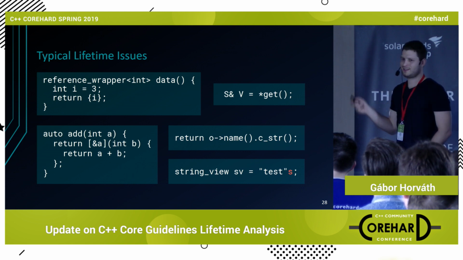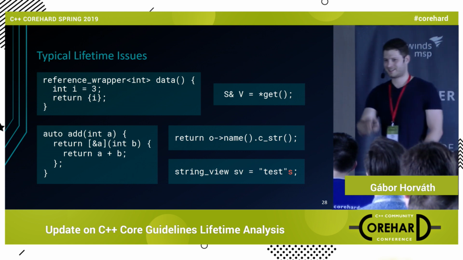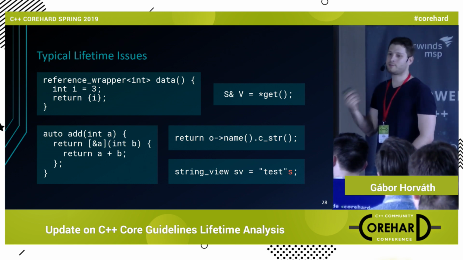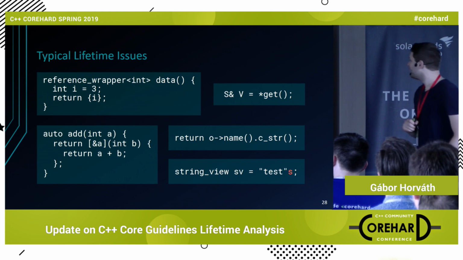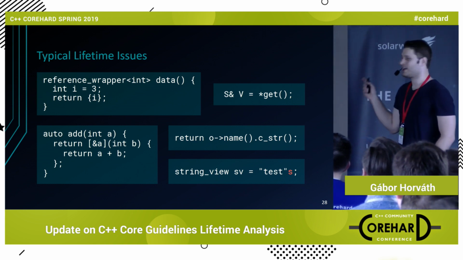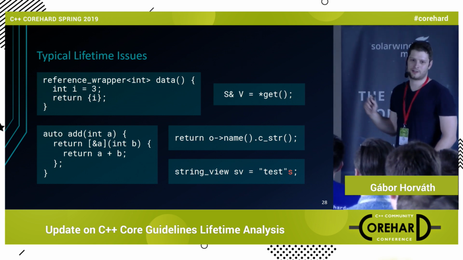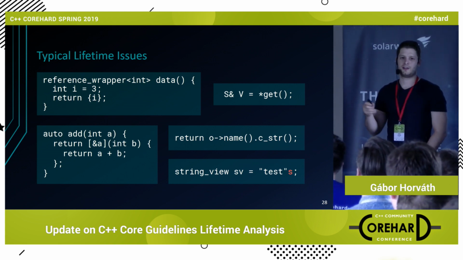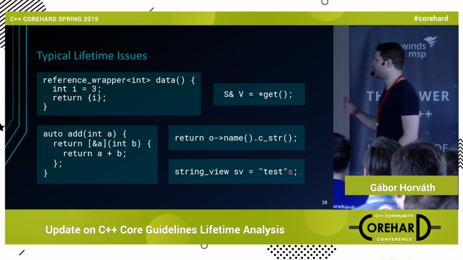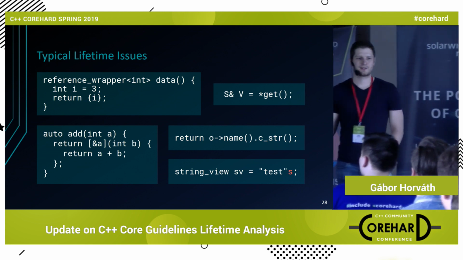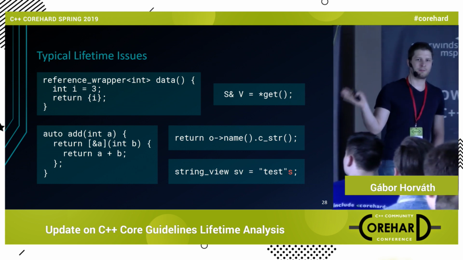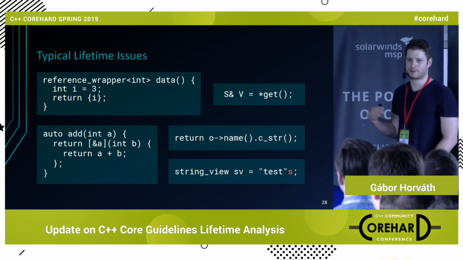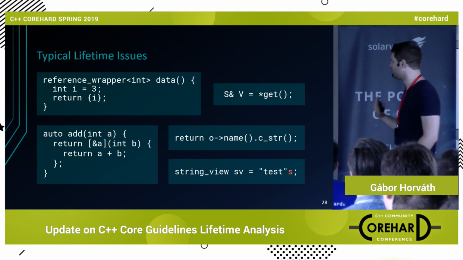In this case, yes, exactly. Since the unique pointer will be a temporary object, it will be deallocated at the end of the full expression at the semicolon, and we will end up having a reference to deallocated memory, a dangling reference basically. So just by looking at a piece of code, we cannot always be sure whether that piece of code is correct or not. We actually need contextual information.